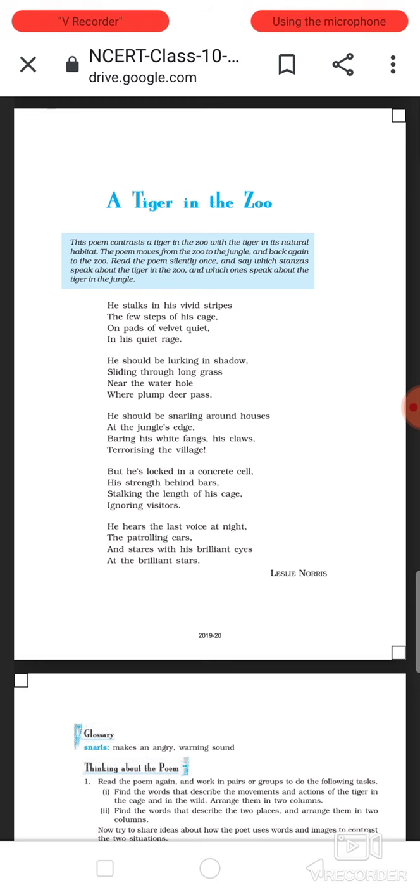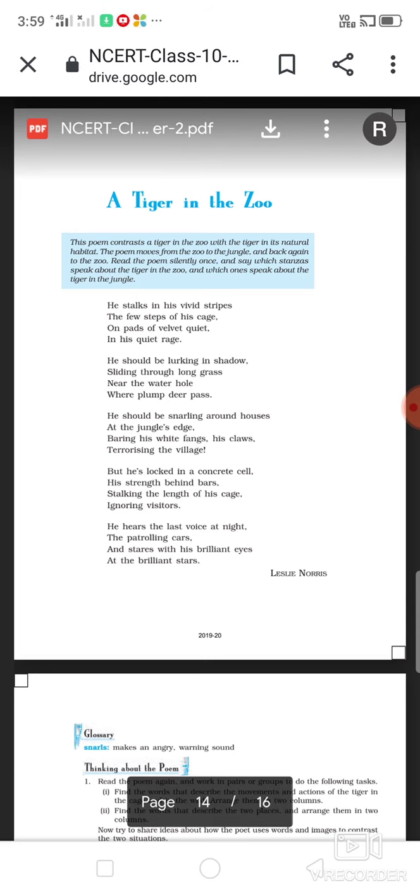Stalk means to walk in the cage with few steps only. That too with the help of the velvety pads. Pads here means the paws of the tiger. They are so soft that they don't make any noise. That is why the poet has compared his paws to pads of velvet, which are very quiet. That means they don't make sound.